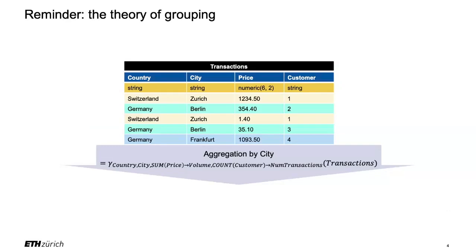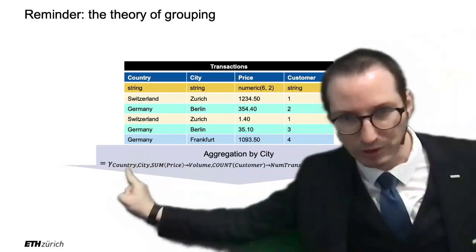So how does it look like? Well, you remember that we did the math already. That's this gamma. You remember the Greek letters, sigma for selection, pi for projection, and so on. Well, for aggregation, we use gamma. And in the gamma, I told you that we have two kinds of things in there. We have the grouping keys that are on their own. So this determines the group we do, country and city.